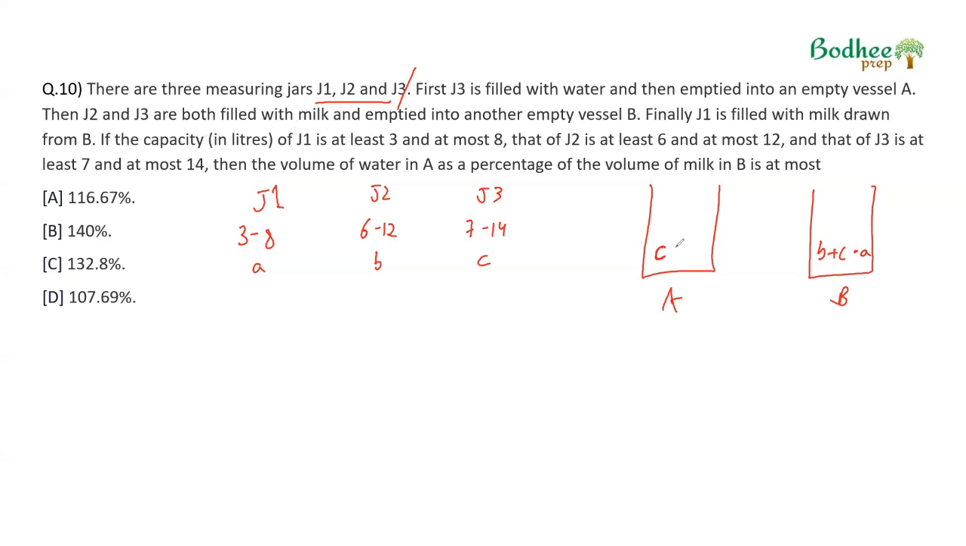And J1 is filled with this. J1 is filled, that's it. J1 is filled with milk drawn from B. So J1 has A liters of milk. Vessel A has C liters of water. And vessel B has B plus C minus A liters of milk.